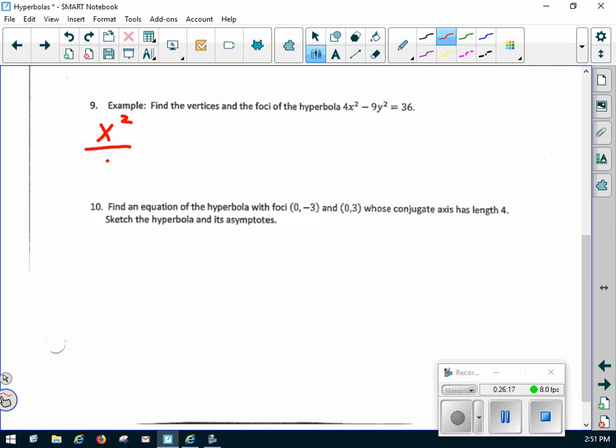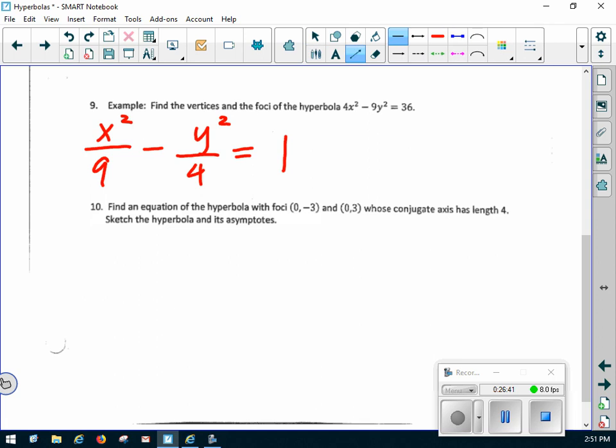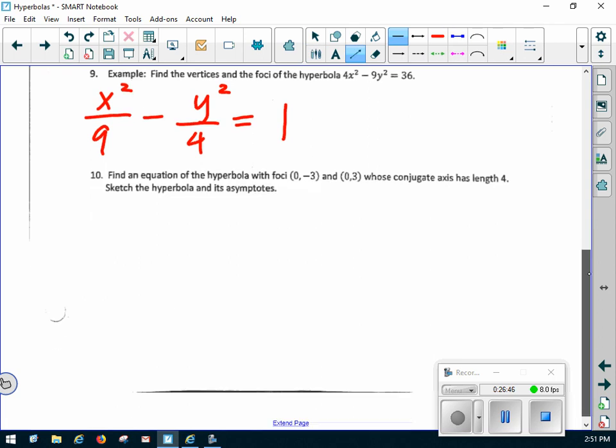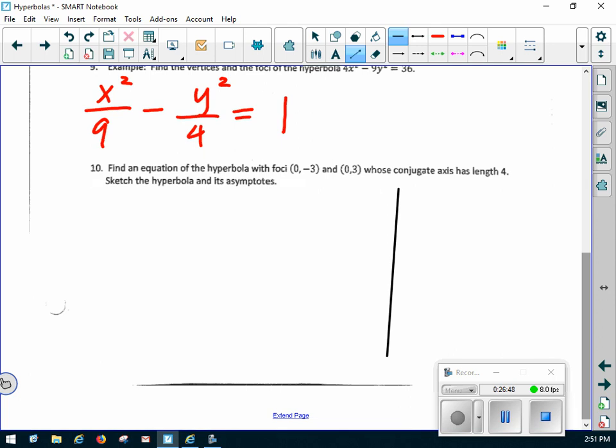x squared over 9 minus y squared over 4 equals 1. Does the x squared lead or does the y squared lead? X squared leads. So are the branches going to open horizontally or vertically? Horizontally. Good. So I want you to just make yourself a little graph. I'm going to go down here just so I'll have more room.